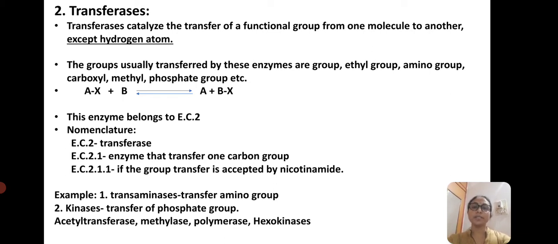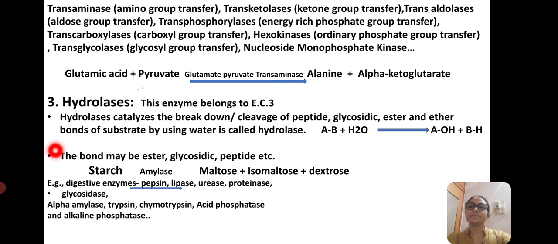Then majorly these enzymes are grouped into 2 major types, that is transaminases and kinases. Aminases transfer the amino group, kinases transfer the phosphate group. Other examples being acetyl transferase, methylase, polymerase, hexokinases, etc. We can take one more example, that is glutamic acid is going to transfer an amino group to pyruvic acid to make alanine and alpha ketoglutarate. Here the enzyme involved is glutamate pyruvate transaminase, because glutamate is transferring an amine group to pyruvic acid. So it is called glutamate pyruvate transaminase.